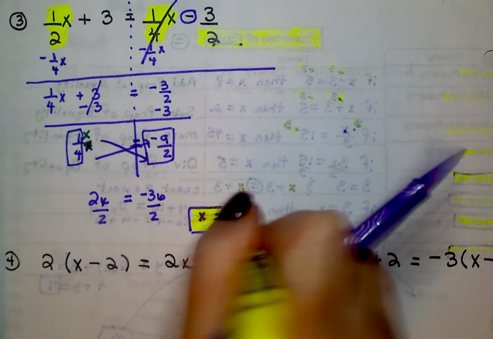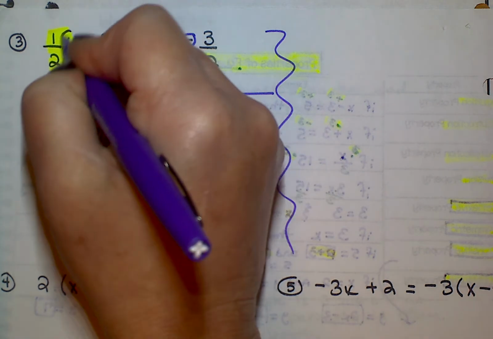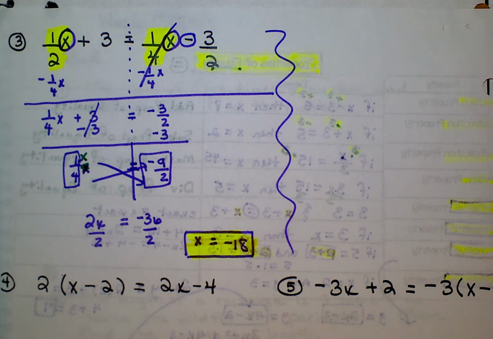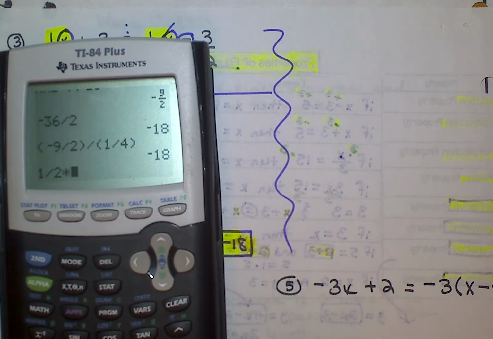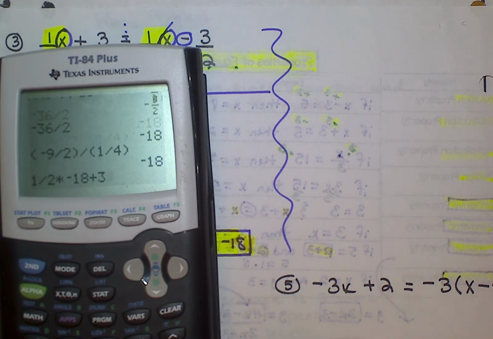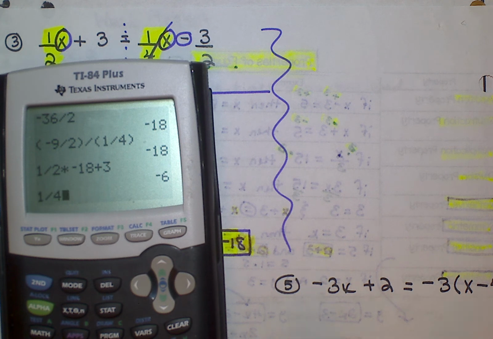Now, if you substitute this in to check it, you would have to substitute it into 2 parts. So you would do the x here, and then you would do the x there also. And those two things would have to be equal. So I'm going to do 1/2 times -18, and it was adding 3. So that gives me -6. And then I'm going to do 1/4 times -18. And I need to minus 3/2 to that. That also gives me -6.